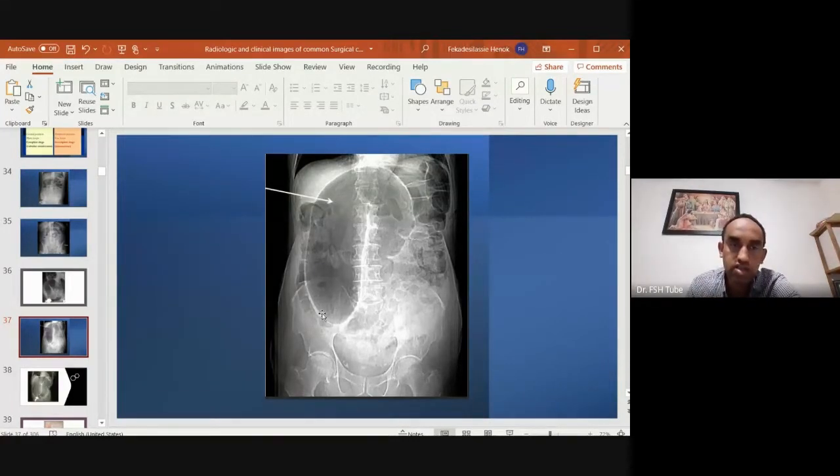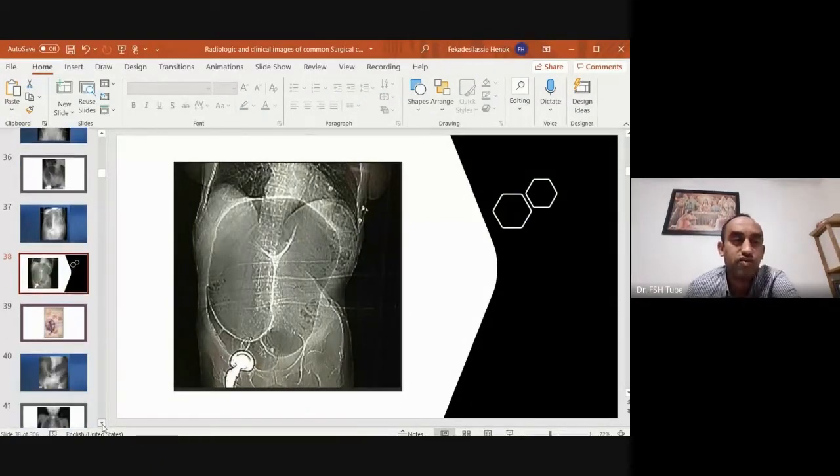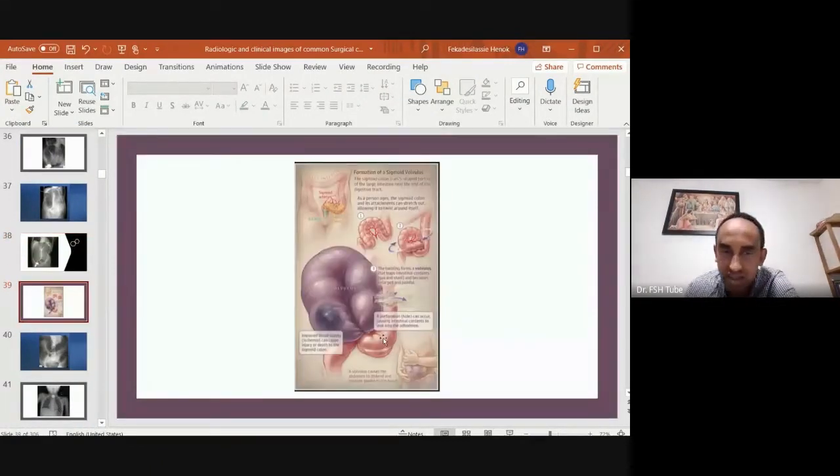You see the distribution is lateral. Very typical coffee bean, right? Or what is the other radiologic sign? Omega sign, excellent. It looks like the omega. Or inverted U, excellent. You guys are ready for the exam. You don't need this lecture, I guess. So, inverted U, coffee bean, or omega sign: everything describes sigmoid volvulus.